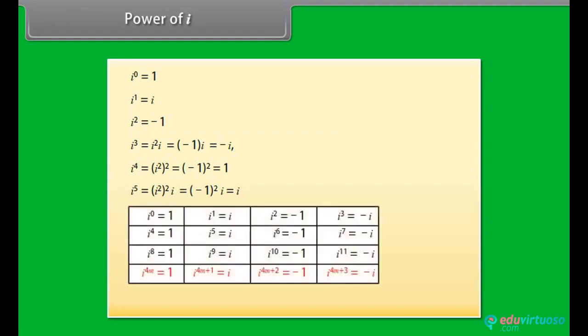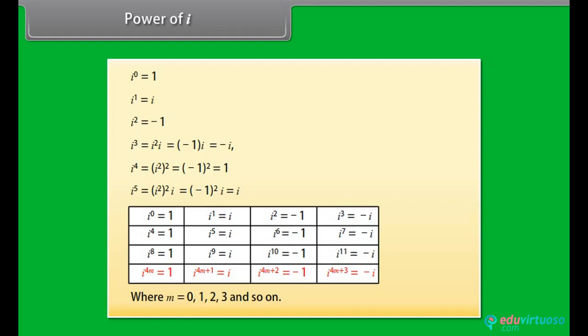Look at the table. We can see that iota raised to power 4m is equal to 1. Iota raised to power 4m plus 1 is equal to iota. Iota raised to power 4m plus 2 is equal to -1. Iota raised to power 4m plus 3 is equal to -iota, where m is equal to 0, 1, 2, 3 and so on.